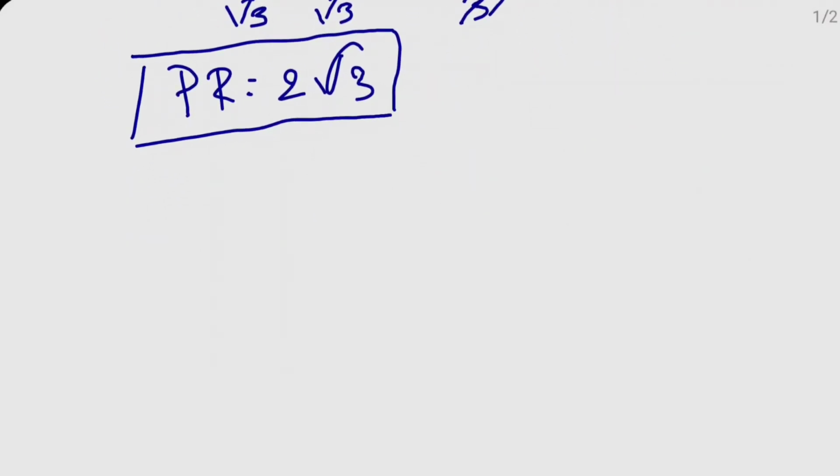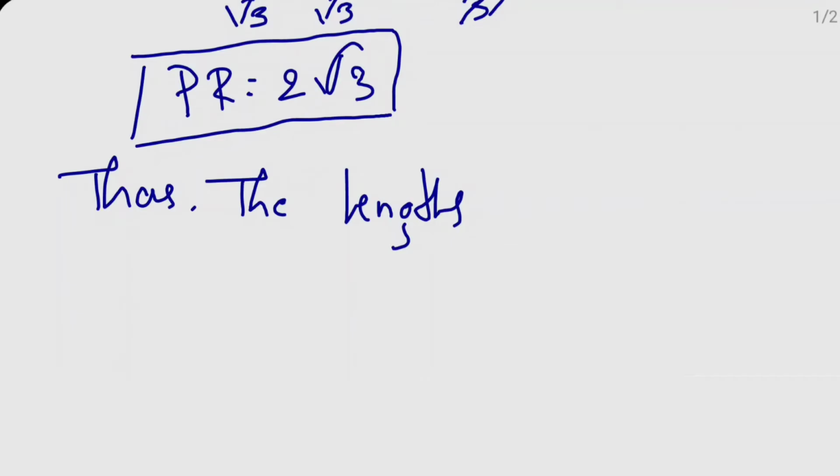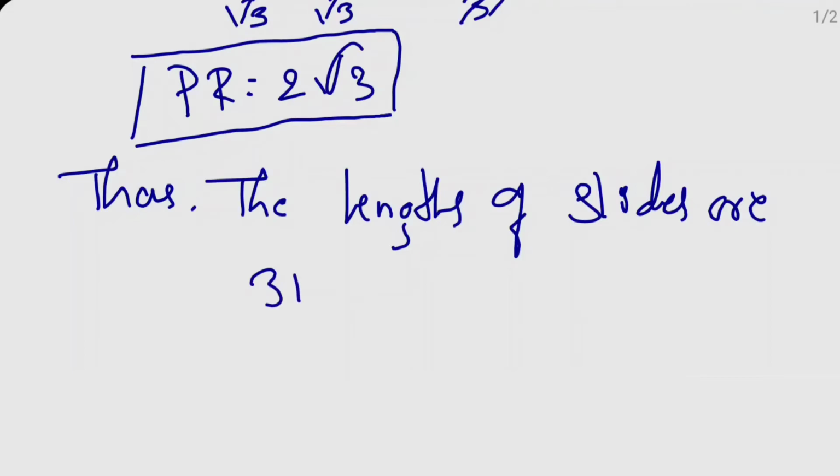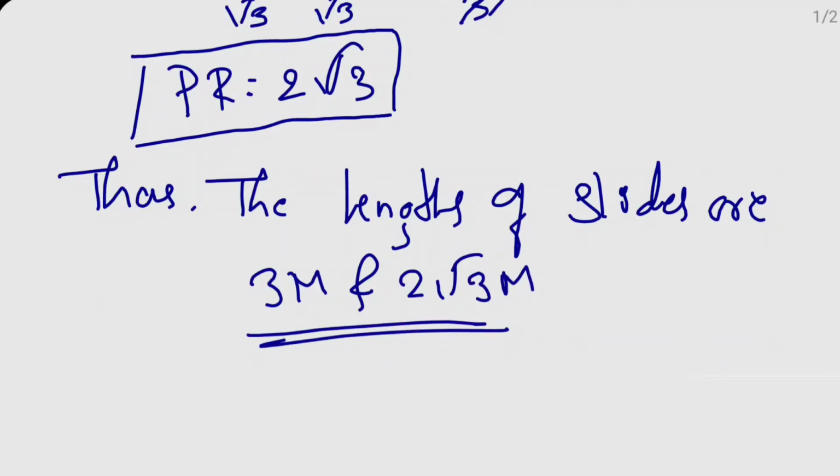So write down here the conclusion. Thus the lengths of the slides are 3 meter and 2 root 3 meter. Is it clear?